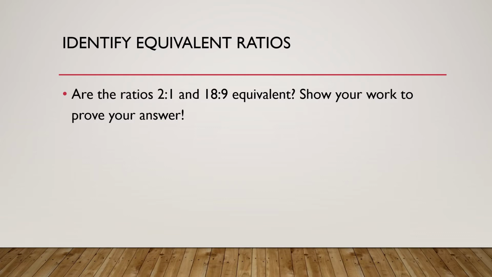So 2 to 1 and 18 to 9. So how would we go from 2 to 18? Well, we could multiply by 9. So if we multiply by 9 on the top, we would also need to multiply by 9 on the bottom. So is 1 times 9 9? Yes, it is. So that would be equivalent. And if you cross multiplied the two, then you would have done 2 times 9, which was 18, and 1 times 18, which was also 18, also supporting that the two ratios are equivalent.